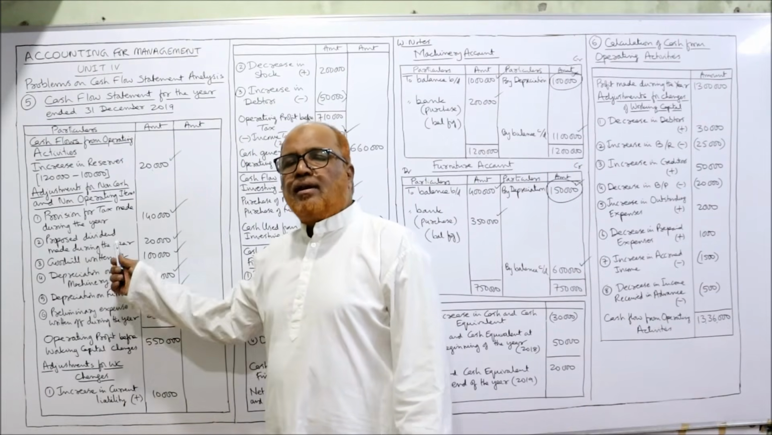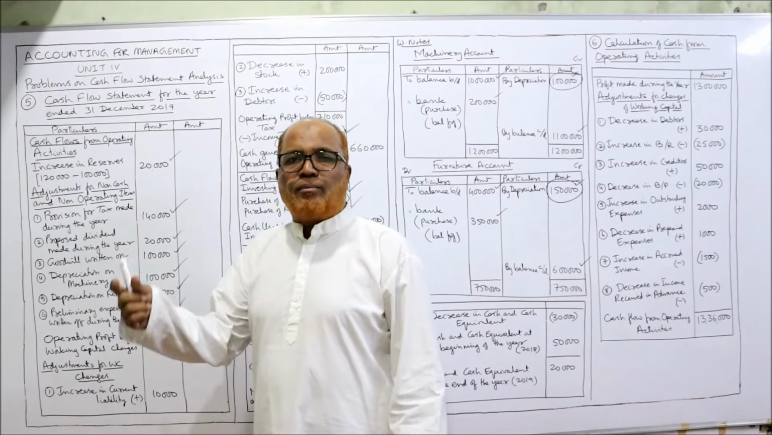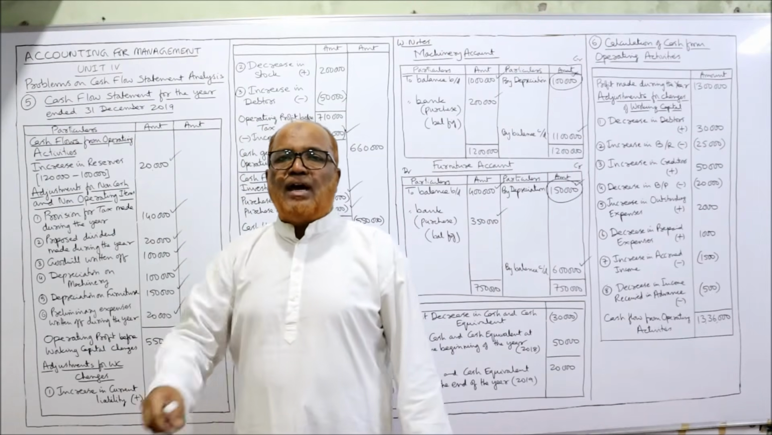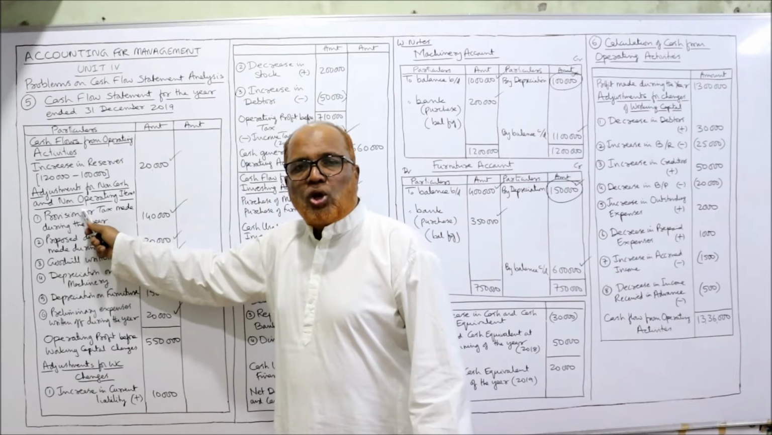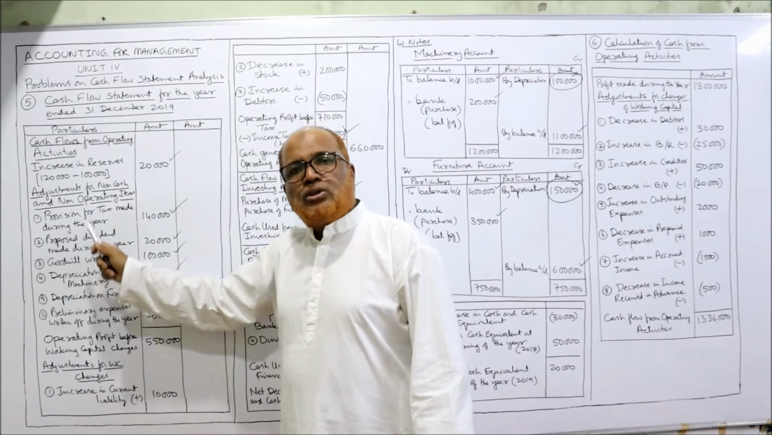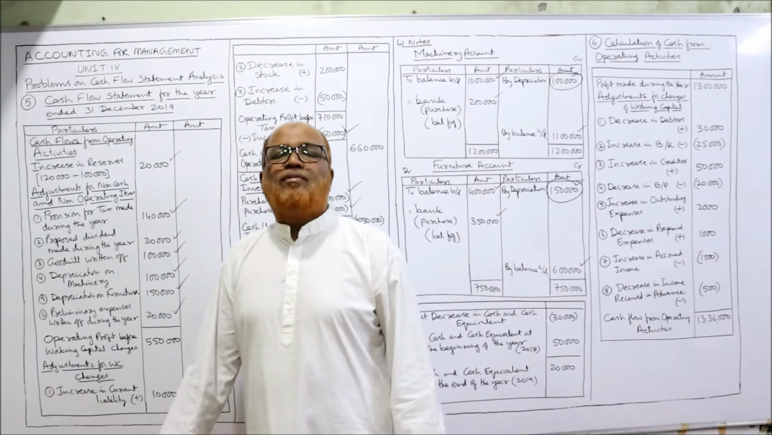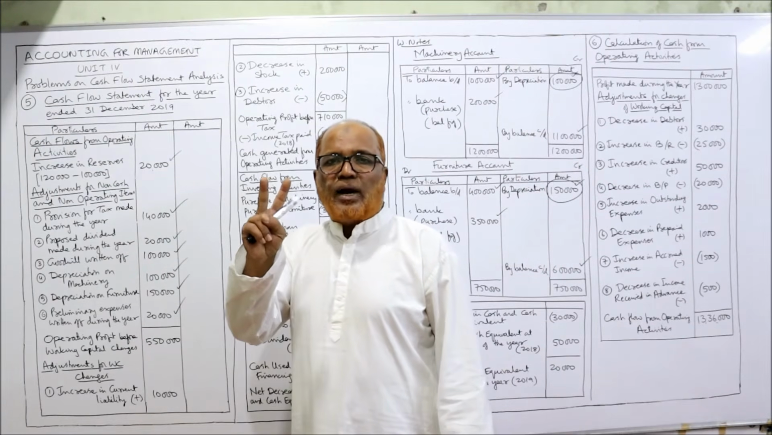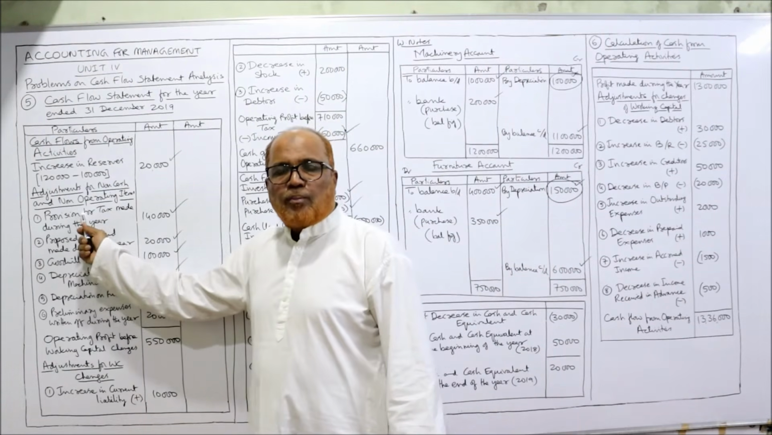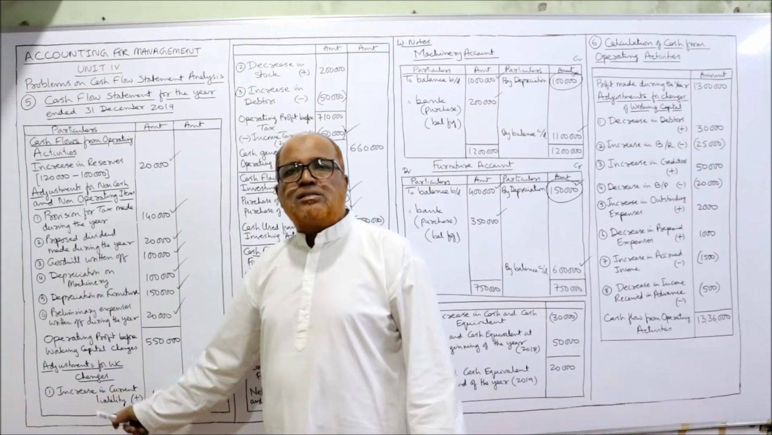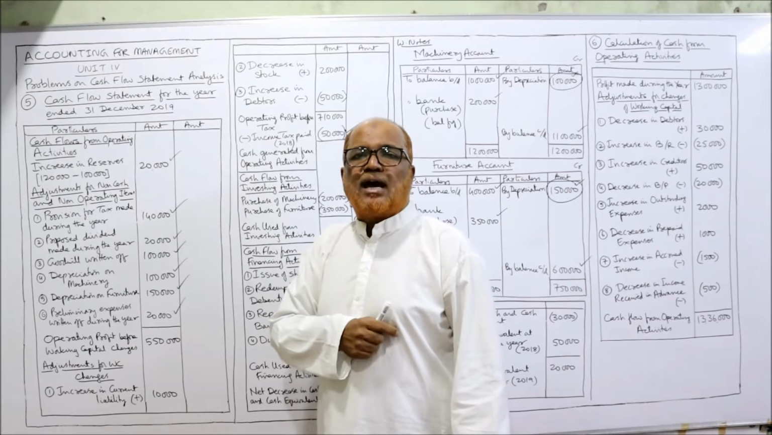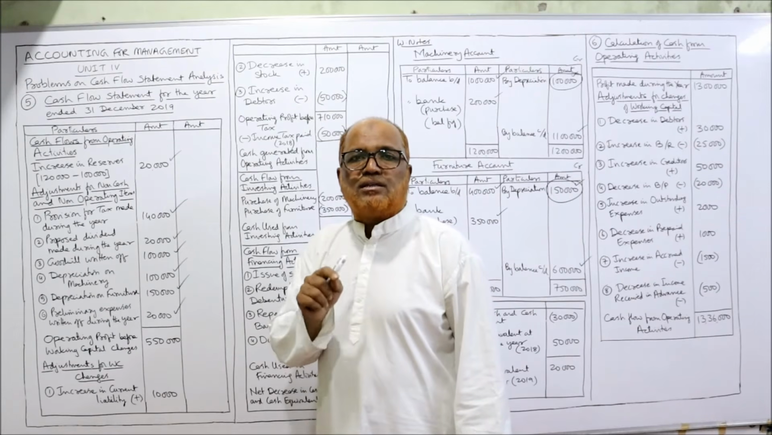Actually, how to calculate cash flow from operating activities: current year's profit. To this we adjust non-cash, non-operating items. To this we adjust working capital changes. So two things you have to adjust: non-cash, non-operating items and adjustment of working capital changes. Then we'll get cash flow from operating activity.